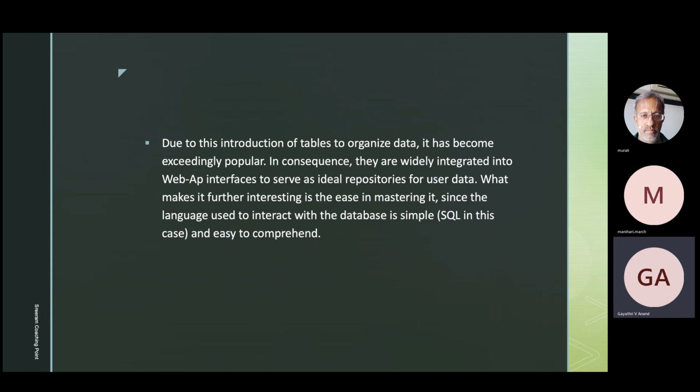Now if you see, the same name is linked in all the tables. So that way nowadays, relational database is what people are using, because it is easy to comprehend.